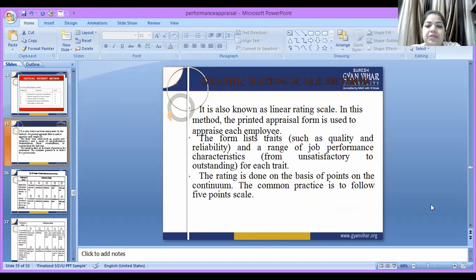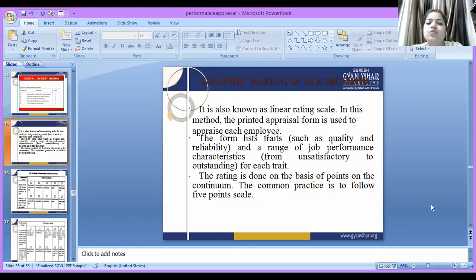Graphic rating scale method. It is also known as the linear rating scale method. In this, a printed appraisal form is used to appraise each employee. That means an individual appraisal form is distributed to everyone. In that form, a list of traits is available, like quality, quantity, reliability, and the range of job performance characteristics from unsatisfactory to outstanding, for each trait and every behavior while doing the work in the organization. The rating is done on the basis of points on the continuum. That means they will fill in the form and mention the basis on which they have rated.